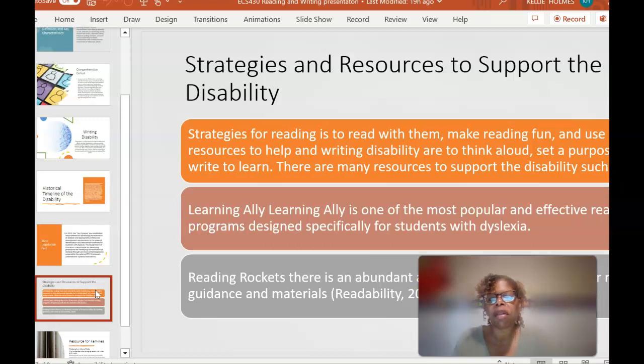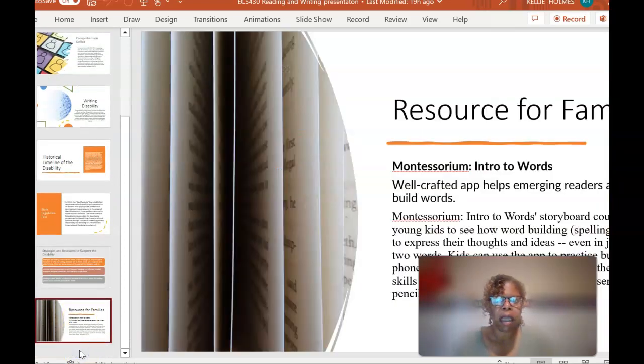There are many resources to support the disability, such as Learning Ally. Learning Ally is one of the most popular and effective reading programs designed specifically for students with dyslexia. Reading Rockets has an abundant amount of resources online for reading guidance and materials. And the last resource, for families, is Montessorium Intro to Words. It's a well-crafted app that helps emerging readers and writers build words.